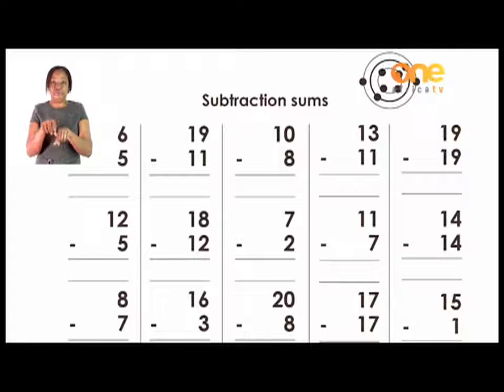The first one is 6 minus 5. I have my 6 fingers or my 6 stones. If I have to take away 5, then I count 5 out. What is left is 1. That is my answer. The same with the second one, 19 minus 11.